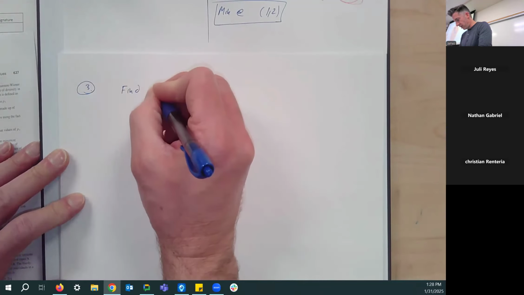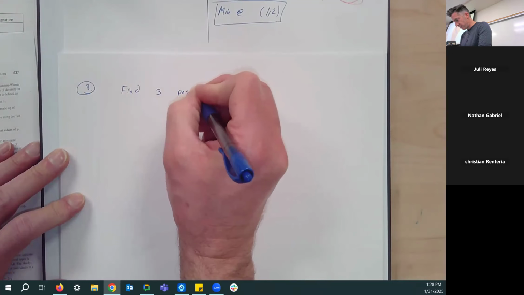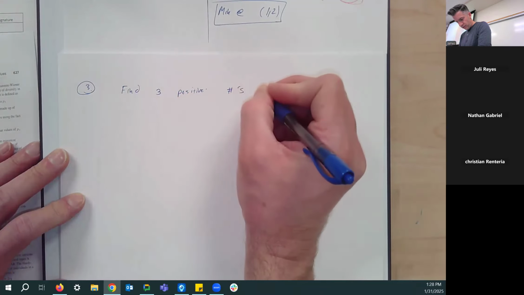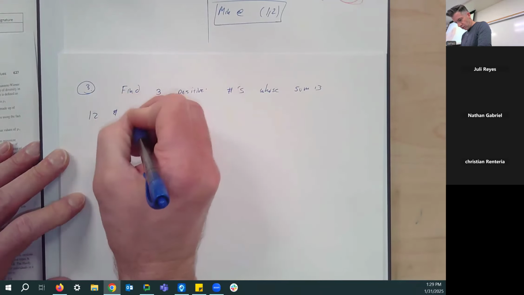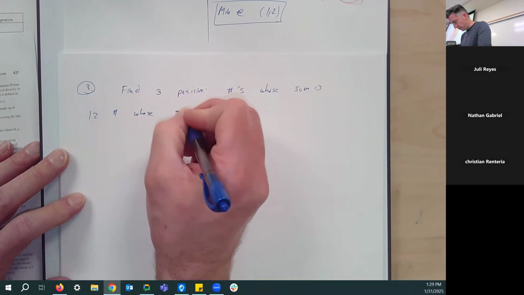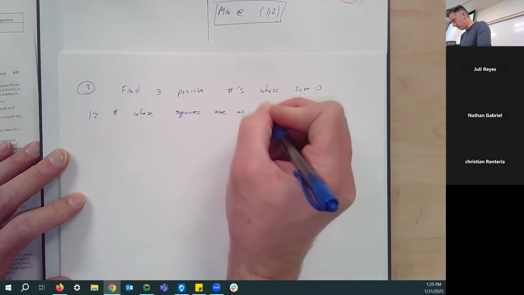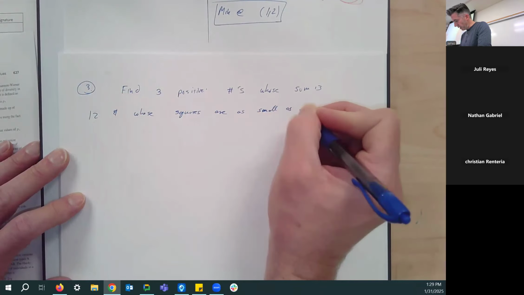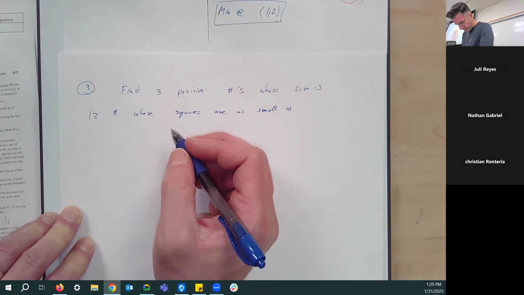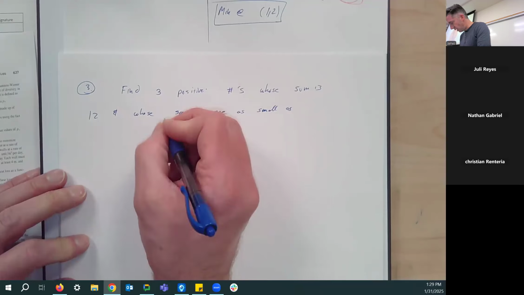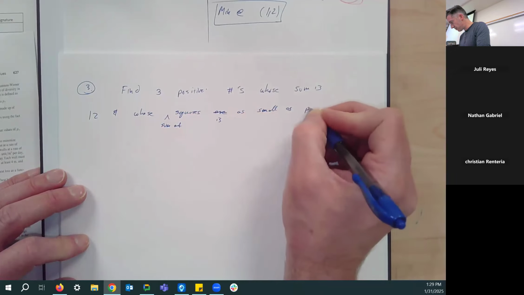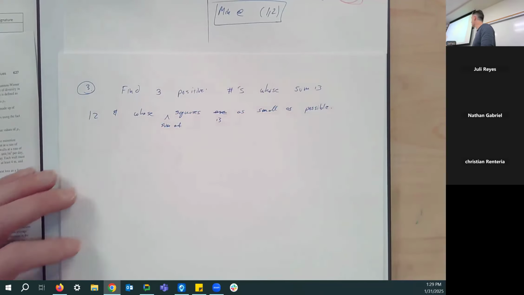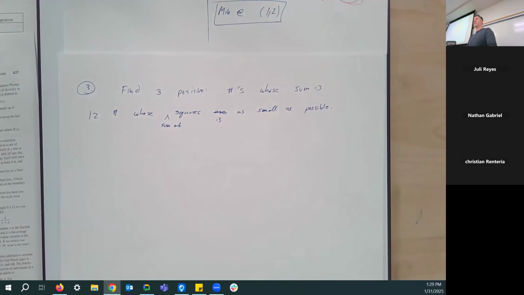Find 3 positive numbers whose sum is 12 and whose sum of squares, apologies, is as small as possible. And to me, it feels really, really obvious that the answer is that the numbers are 4, 4, and 4.